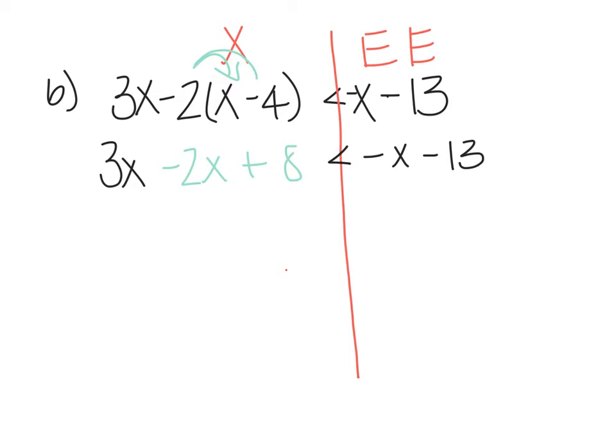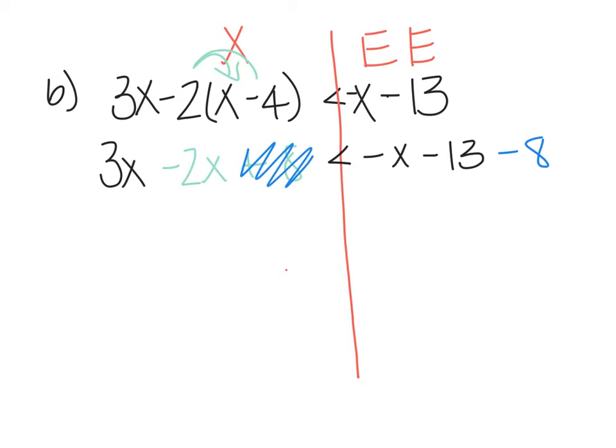So now I need to get everything to the correct side. Well, everything on the left side should have an x with it. 3x is good, negative 2x is good, 8 is not good. So I need to move that 8. It currently is a positive 8. When I move it, it becomes a negative 8, and it's gone.